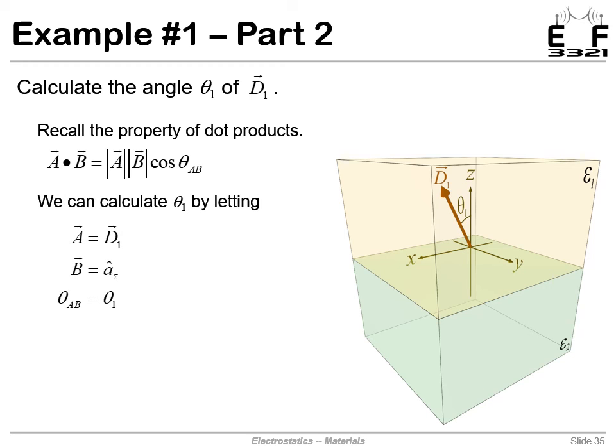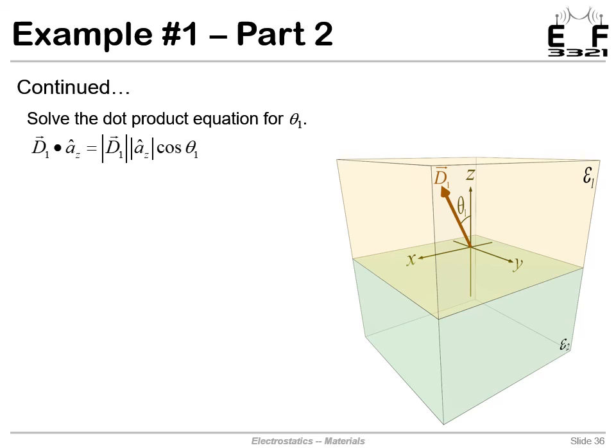So we let A be D1, we'll let B be the surface normal, and then that theta AB will be theta 1. That's the angle between them. So the dot product is D1 dot the normal component a_z. That has to equal the magnitude of D1 times the magnitude of our normal vector times the cosine of the angle between them. Okay, so that's the equation we had from the previous slide. Let's start putting in what we know.